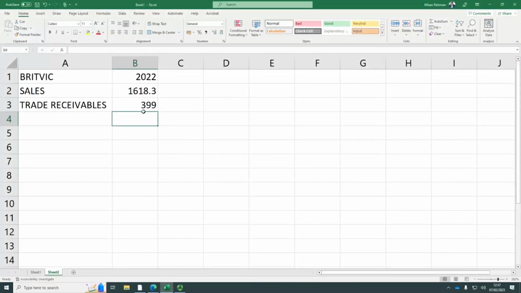If you take the percentage, my receivables are 25% of my total sales. That's how significant your receivables are when you're selling on credit. The comparison is 25% of the total revenue in Britvic with 1% of the total revenue in M&S. So this is the significance game, okay?